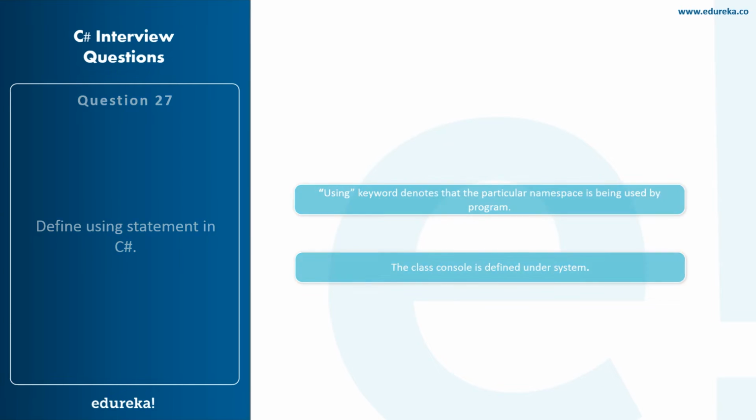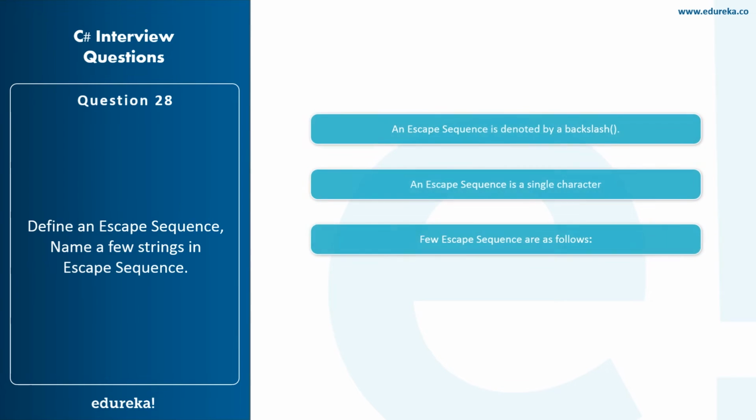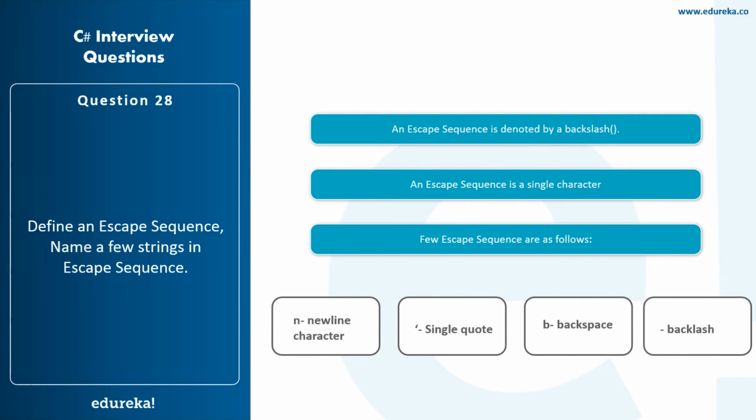Now I'll move on to the next question, which says define an escape sequence, name a few strings in escape sequence. Well, an escape sequence is denoted by a backslash. The backslash merely indicates that the character following it should be interpreted literally or that it is a special character. Also, an escape sequence is a single character. A few of the escape sequences are as follows. They are the new line character, a single quote, a backspace, and a backslash. So all these are your escape sequences.